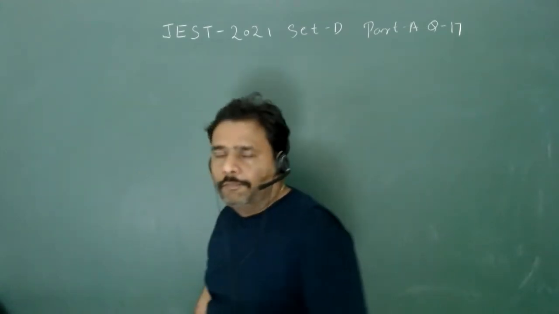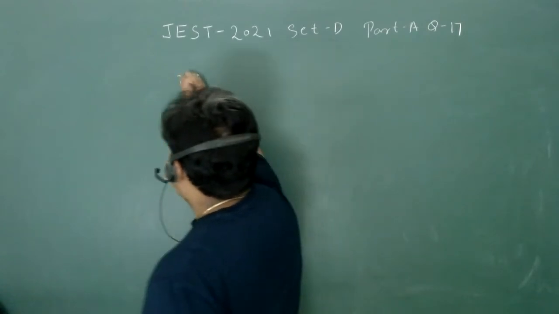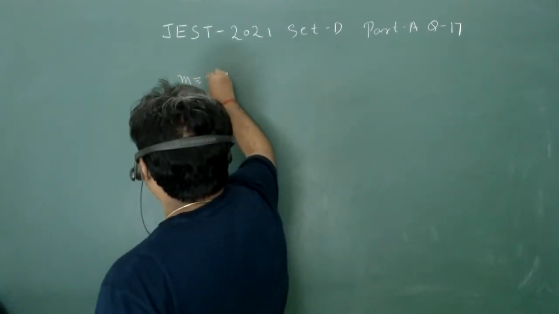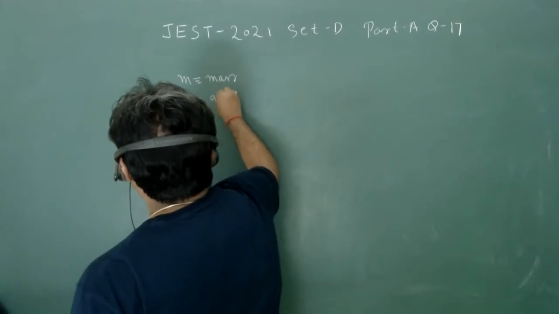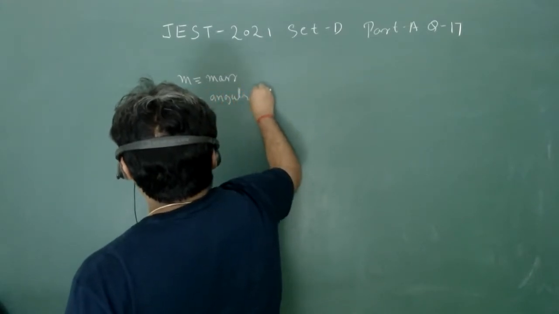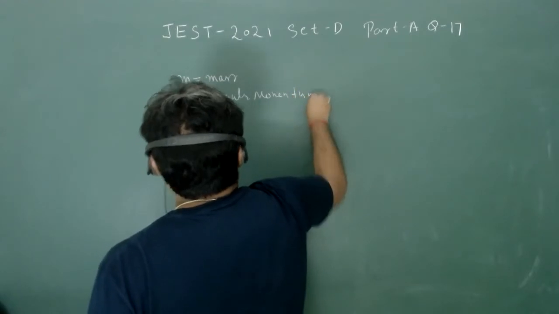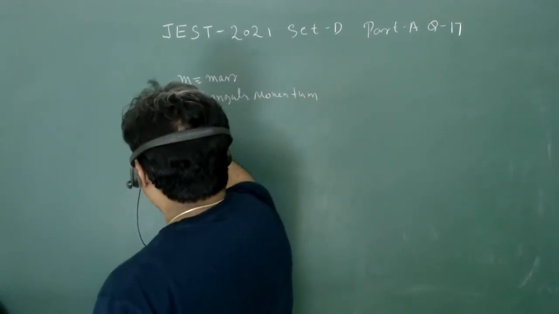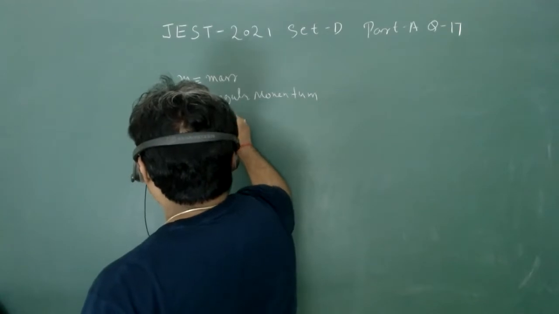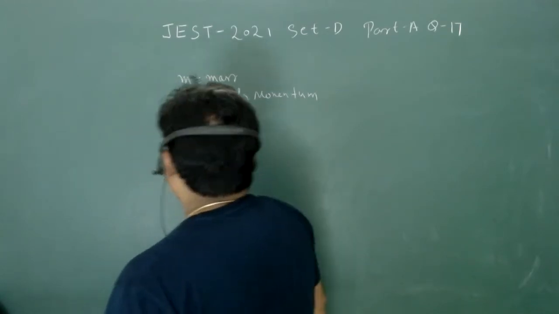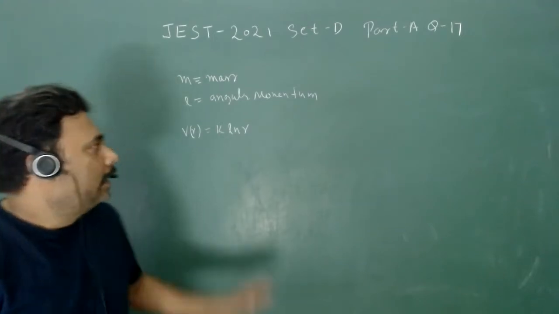There is a particle of mass m and angular momentum L is given. So m is the mass of the particle, and L is the angular momentum. It is also given that they are interacting with the potential V(r) = K ln r. So this is a central potential, V(r) = K ln r.